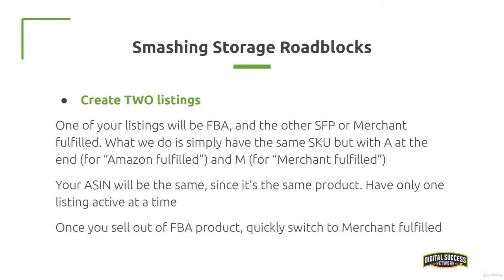Another strategy you could try is to create 2 listings. One of your listings will be FBA and the other will be SFP, or merchant fulfilled. That's you fulfilling it. What we do is simply have the same SKU but with an A at the end for Amazon fulfilled, or an M at the end for merchant fulfilled. Your ASIN will be the same since it's the same product, and have only one listing active at a time. So once you sell out of your FBA product, then quickly switch to merchant fulfilled.